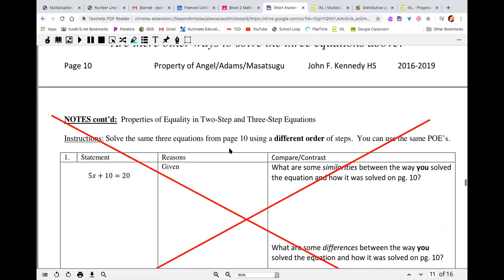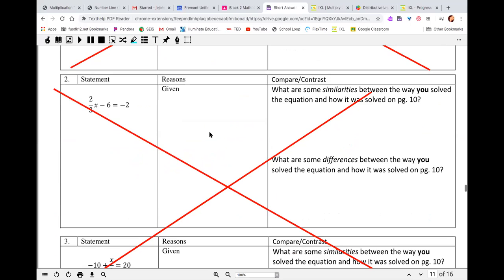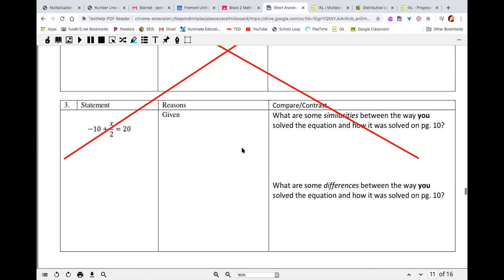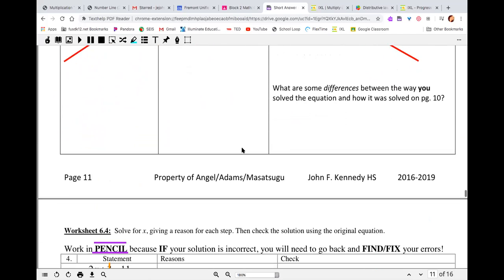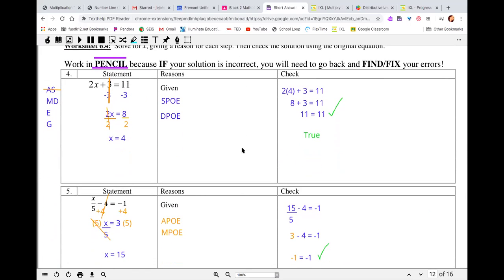And if you missed it, I told you we are skipping page 11. Just cross it out. It's talking about solving it another way. And we have about 11 days of school left, so we're skipping that. Okay. We moved on. This is page 12.